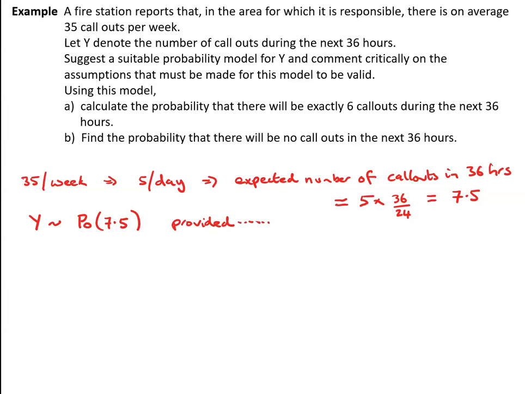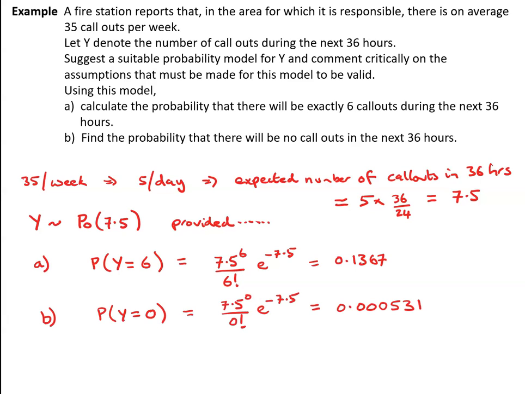Find the probability there will be exactly 6 call-outs during the next 36 hours. Well, the probability that y equals 6 is going to be 7.5 to the power 6 divided by 6 factorial times e to the minus 7.5, which turns out to be 0.1367. The probability that there will be no call-outs is 7.5 to the 0, which is 1, divided by 0 factorial, which is 1, times e to the minus 7.5, and that gives us 0.000531.